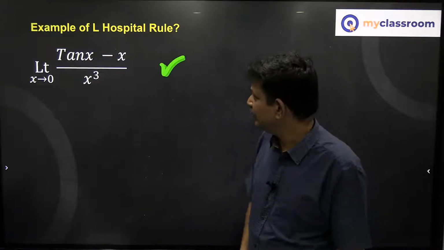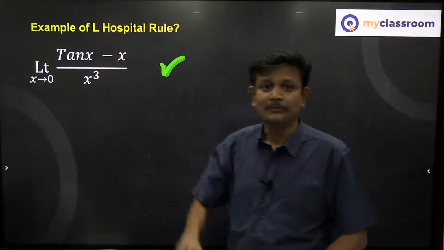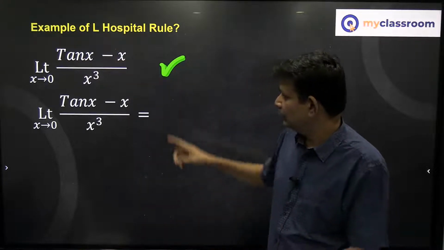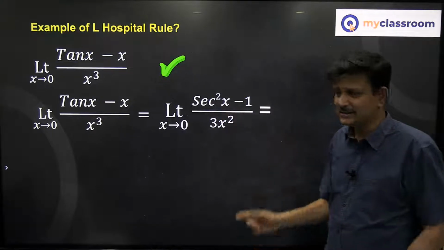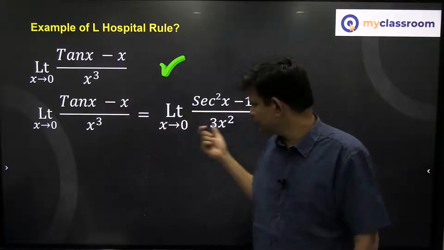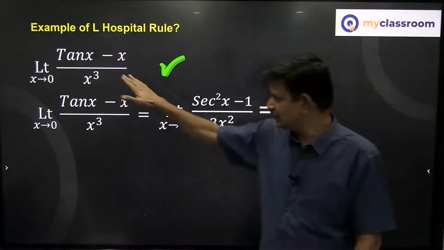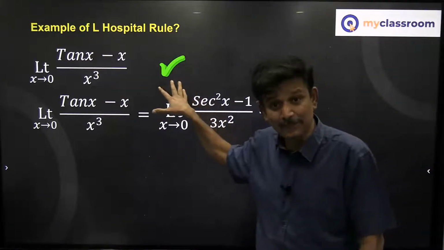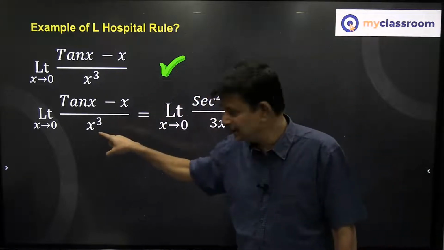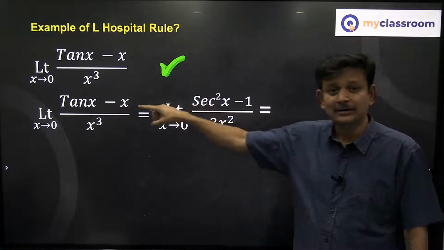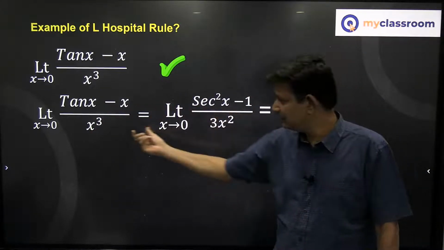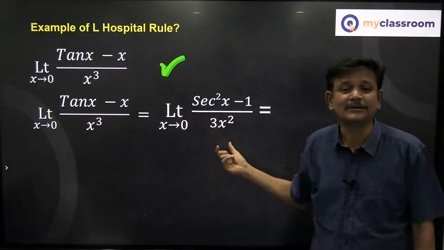Now what is the derivative of tan x? It is secant square x. What is the derivative of x? 1. What is the derivative of x cube? 3x square. So this is where L'Hospital rule can be applied, differentiating numerator and differentiating denominator. Derivative of tan x is secant square x, derivative of x is 1, derivative of x cube is 3x square.